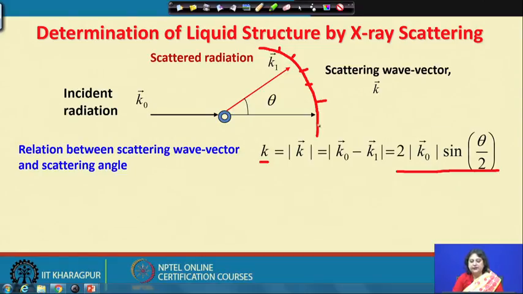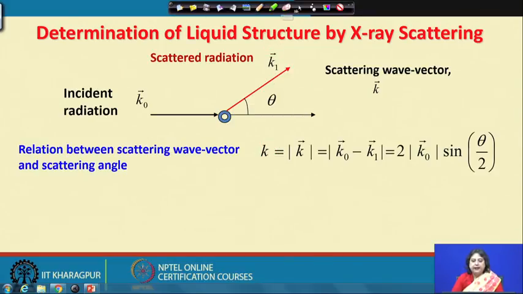So, basically then the task is you go on collecting, using a movable collector, the scattered intensity at different values of theta. So, you move it in the pathway of the scattered radiation, and as a function of theta, or equivalently as a function of k, you find out what the intensity of scattered radiation is.